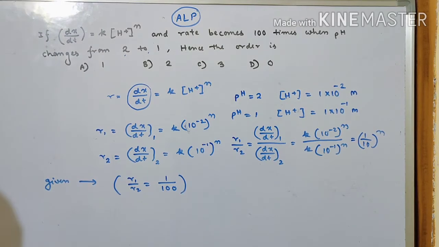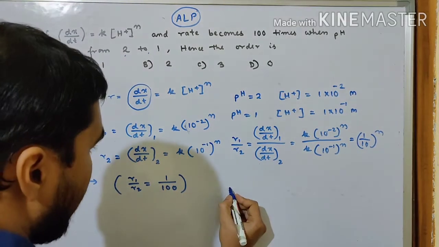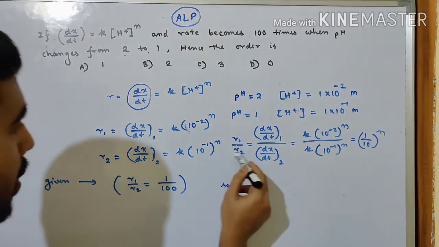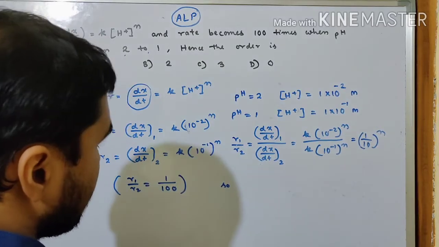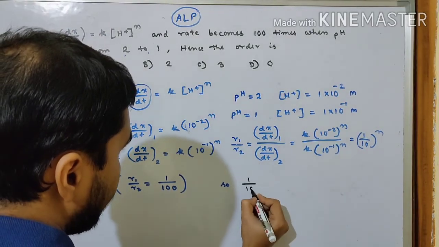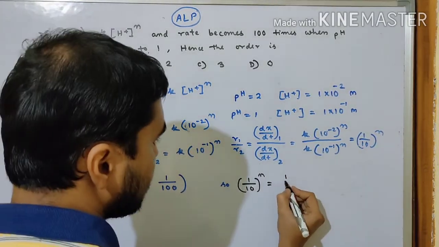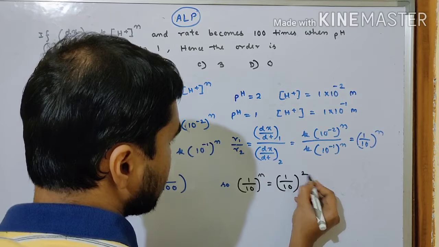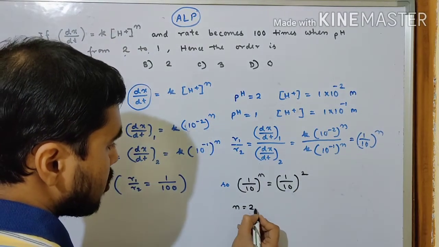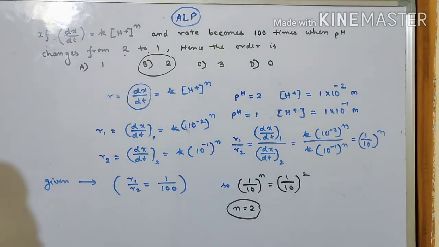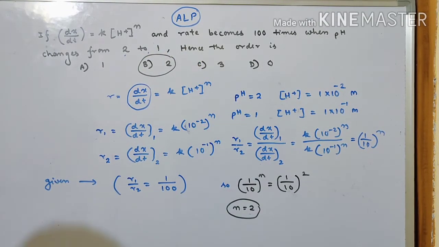So at last, we are getting R1 by R2 from these values as 1 by 10 to the power n is equal to 1 by 100. That means we can write something like this. So the value of n is 2. So the reaction is of second order. These two problems are very, very interesting, very good ones. You should solve it carefully because two of them are absolutely different from one another.